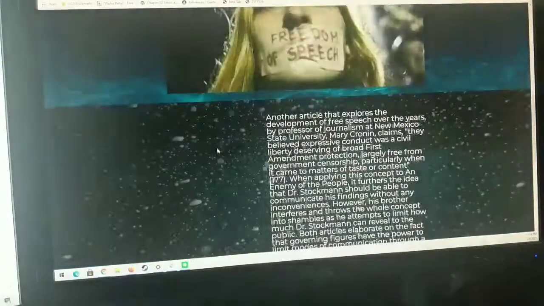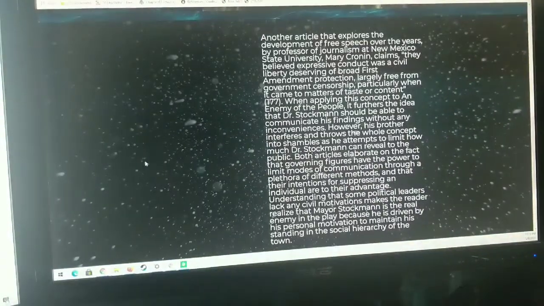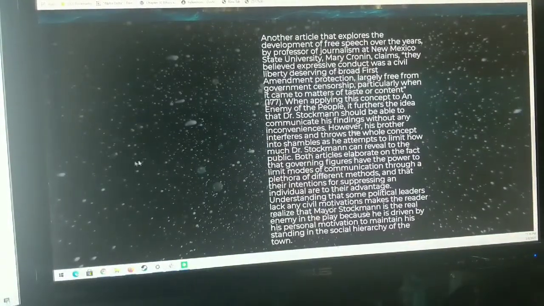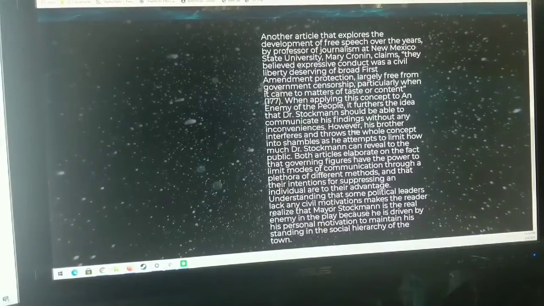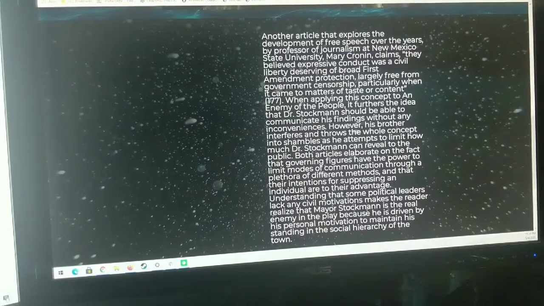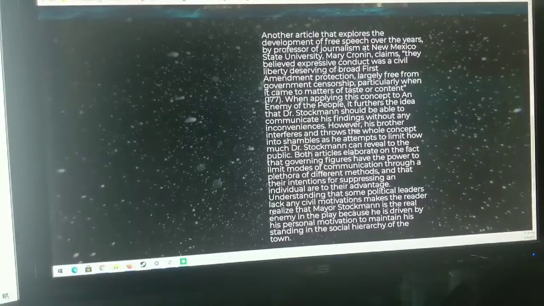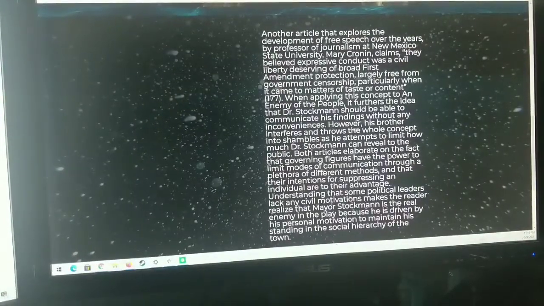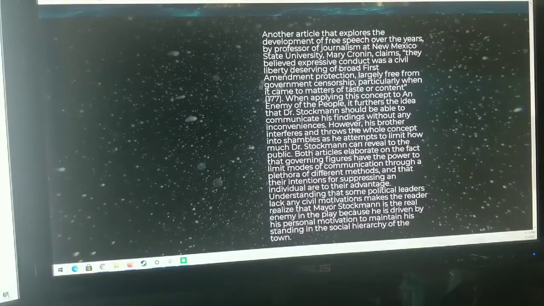Another article that explores the development of free speech over the years, by Professor of Journalism at New Mexico State University, Mary Cronin, claims they believed expressive conduct was a civil liberty deserving of broad First Amendment protection, largely free of government censorship, in particular when it came to matters of taste or content. When applying this concept to An Enemy of the People, it furthers the idea that Dr. Stockman should be able to communicate his findings without inconveniences.